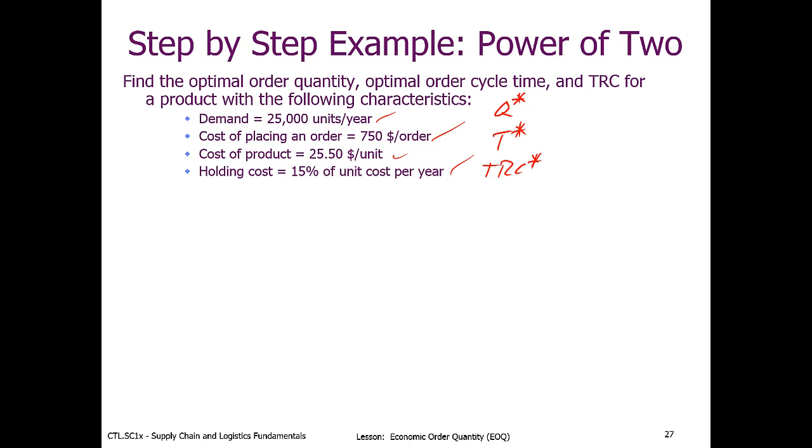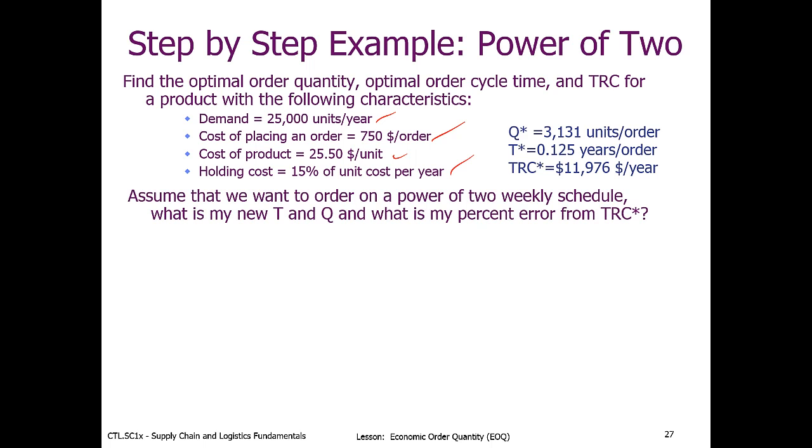Okay, I've assumed that you've actually done the calculation, so let me just show you what I came up with. And if your numbers don't match these, pause the video, go back and try again. Try to figure these out. This is straight EOQ, and you should be able to get these numbers. What I really want to do is answer this question. Suppose I don't want to order things every 0.125 years. I want to find something a little more reasonable.